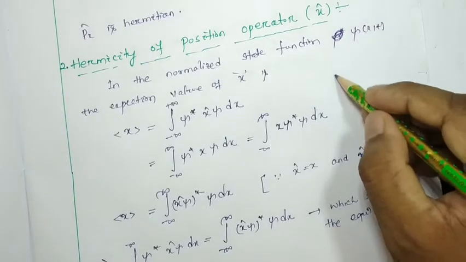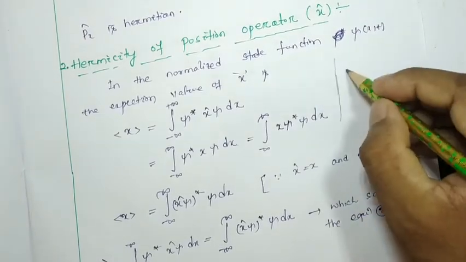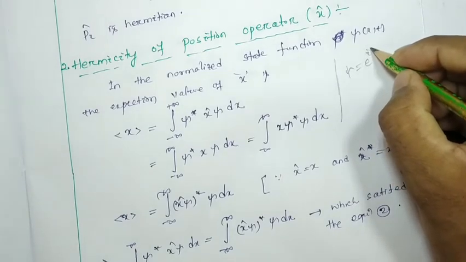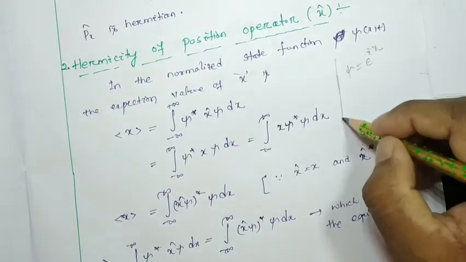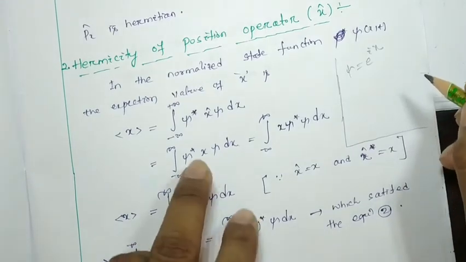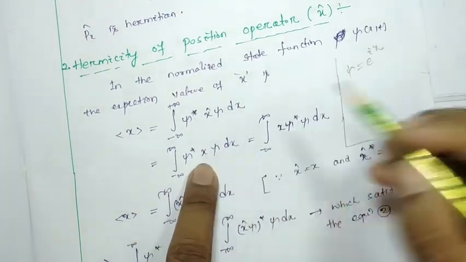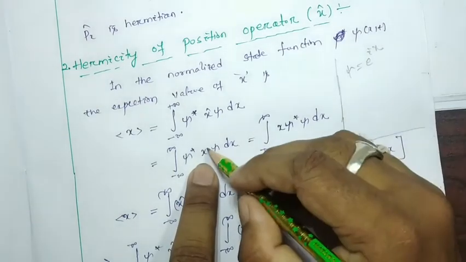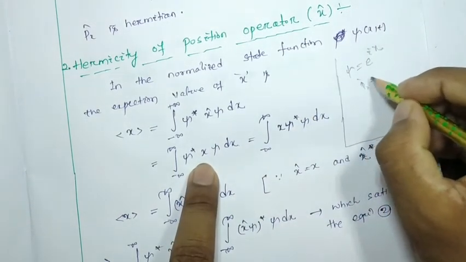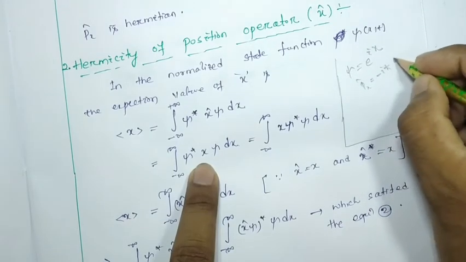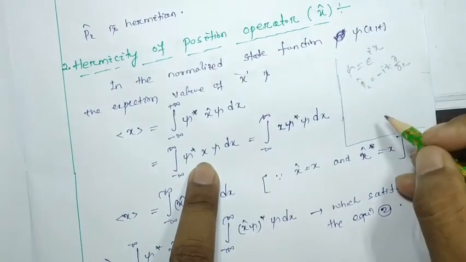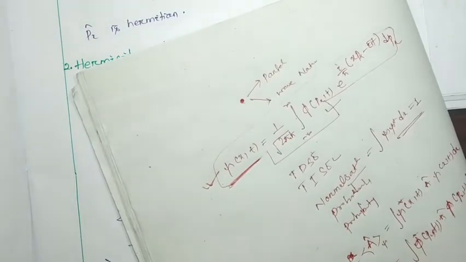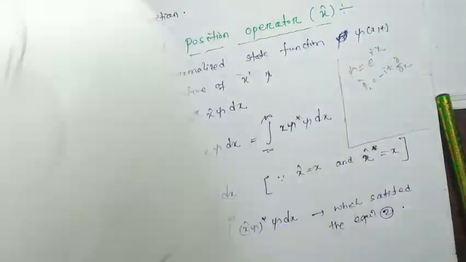Because, suppose we consider psi is e to the power ix. Suppose psi is e to the power ix. So instead of x, if it is px, that is nothing but minus i h cross del by del x. Then what will happen? We can get it like this.